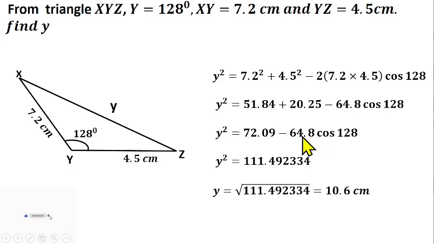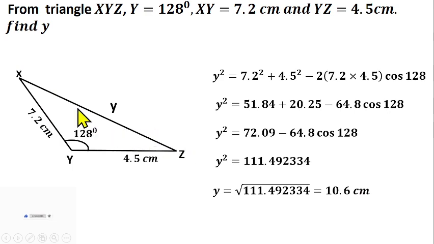This minus this, then cos 128 is to give you 111.492334. Our aim is to find y, so you need to get rid of the square. So how do we do that? You find the square root of both sides. So y will be equal to the square root of this, and that gives us 10.6 centimeters. So that means this side is going to be 10.6 centimeters.